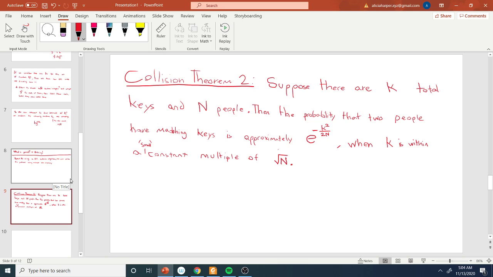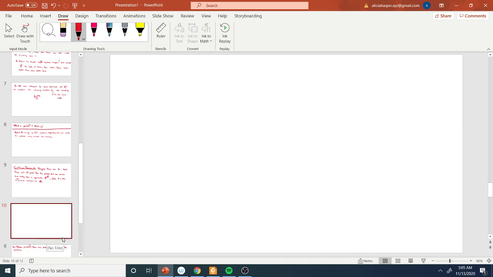So imagine that you have n people with k keys. Imagine like k passwords or something. And every person can select a key or a password from this list of k total keys. Then the probability that two people have matching keys is approximately e to the negative k squared over 2 times big N. And we're going to assume that k is within a constant multiple of the square root of n. So to prove this, let's think about it.